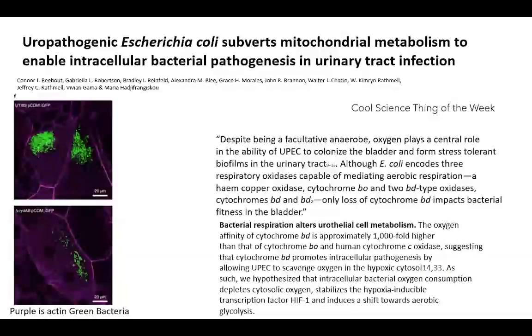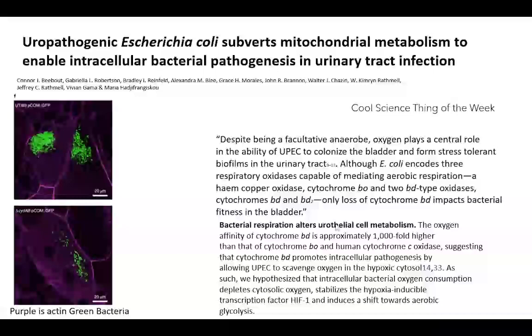On top of this, what they found is that the oxygen affinity of cytochrome BD is approximately 1,000-fold higher than that of BO and the human cytochrome C oxidase, suggesting that it promotes intracellular pathogenesis by allowing it to scavenge oxygen in the hypoxic cytosol. So what is it doing? It's stealing oxygen away from the mitochondria. It's scavenging all this oxygen around it to help drive its replication and help it be effective.